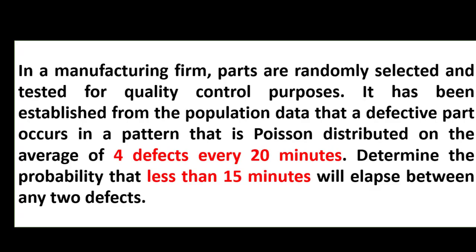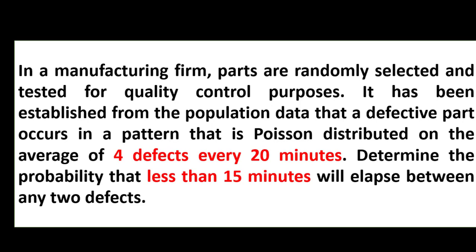Okay, so let us solve the example which we have solved theoretically in our previous class through using the Excel command. In a manufacturing firm, parts are randomly selected and tested for quality control purposes. It has been established from the population data that a defective part occurs in a pattern that is Poisson distributed on the average of 4 defects every 20 minutes. Determine the probability that less than 15 minutes will elapse between any two defects.